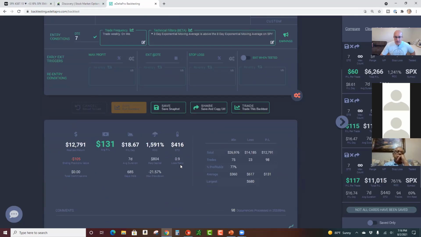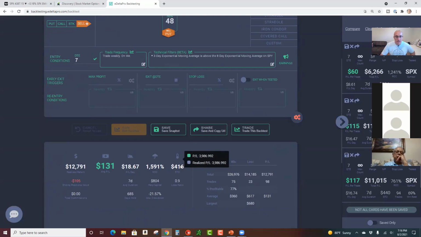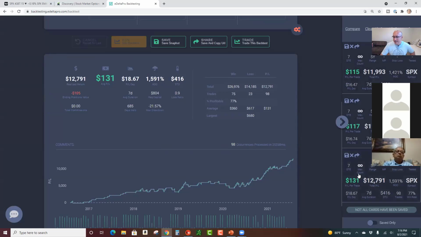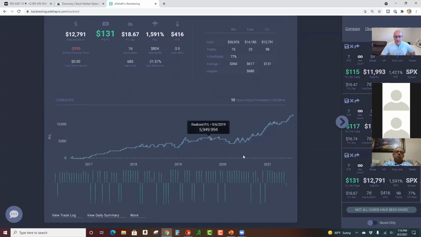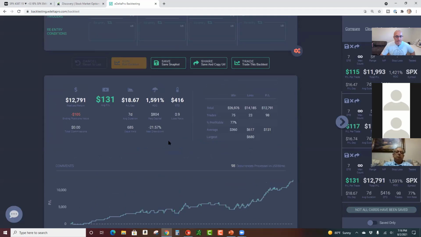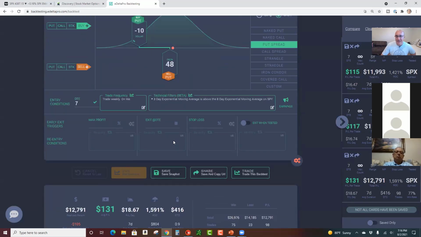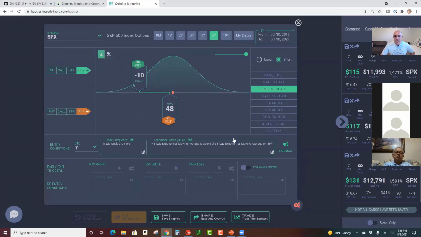So here is the 3 over the 8 EMA. This looks actually pretty good. 131 a trade. Very nice. Oh, I have to look at this one. No, I may have to do an update to the 3 over the 21. We're still on 5 years, yeah.